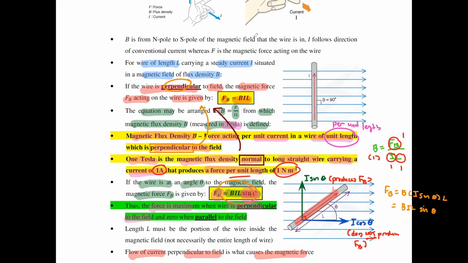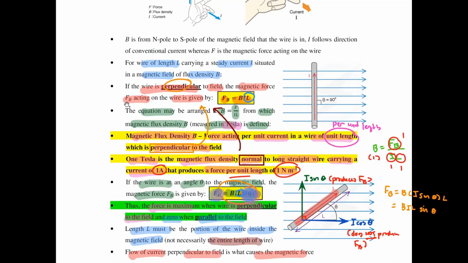But on the other hand, your magnetic force will be 0 when the wire is parallel to the field, because in this case here, theta is 0, sine theta will be 0, therefore Fb is 0, okay? And one other thing to note is that when you're talking about the equation for the magnetic force, this L here refers to length, but specifically it is the length of the portion of wire inside the magnetic field. It isn't necessarily the entire length of the wire.